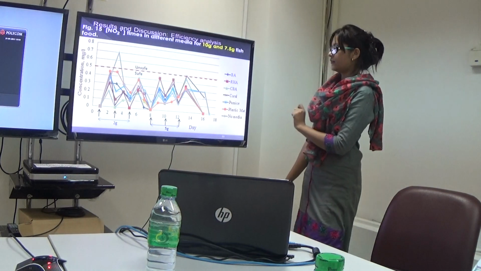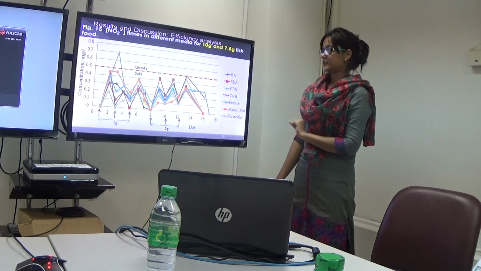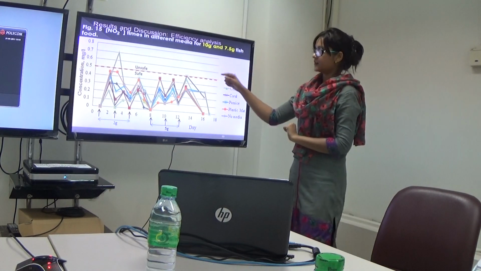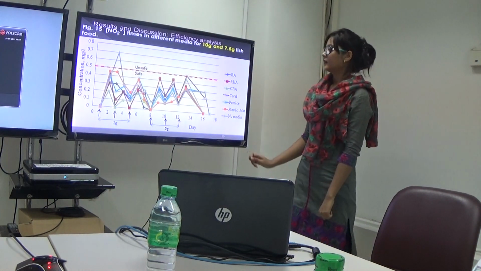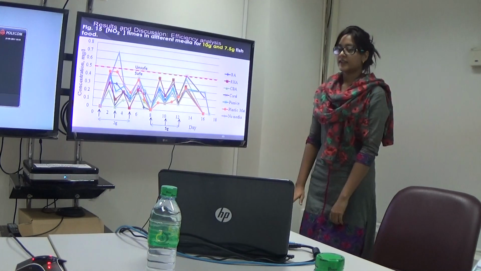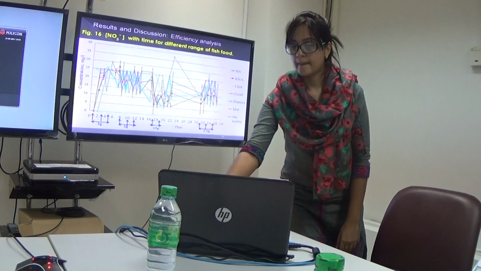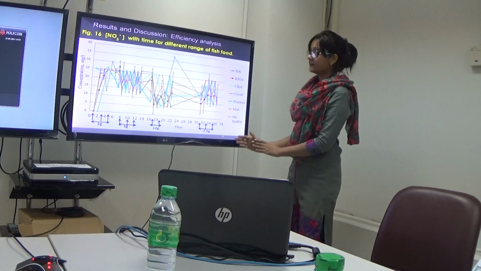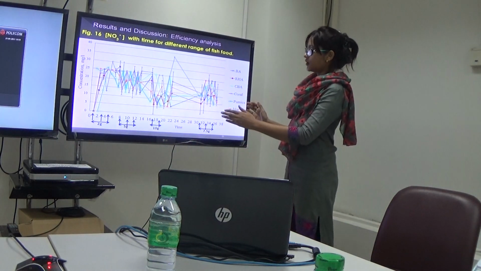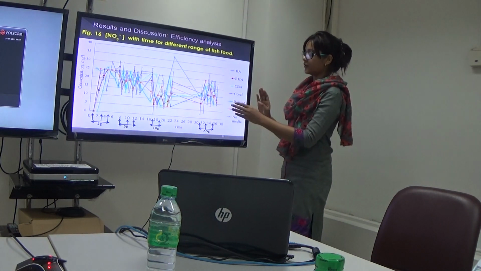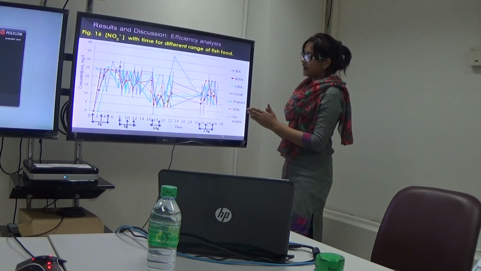This is for 2 gram and 5 gram for nitrite. So see the safe and unsafe level. Without media it crossed the limit. For nitrate, this is also the full graph for all ranges of fish food.